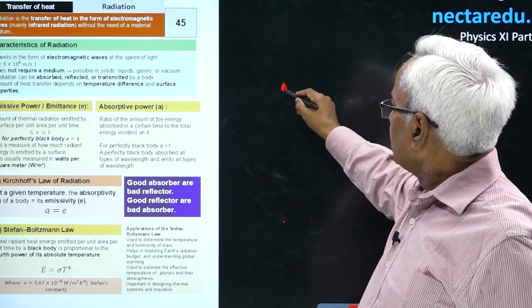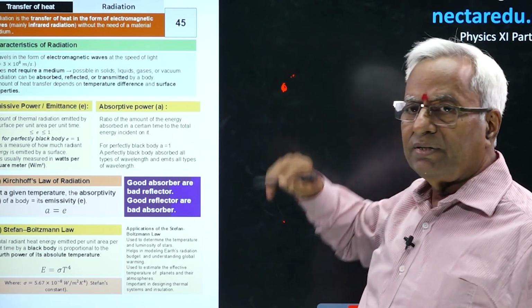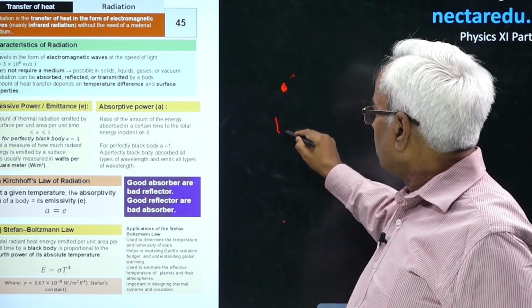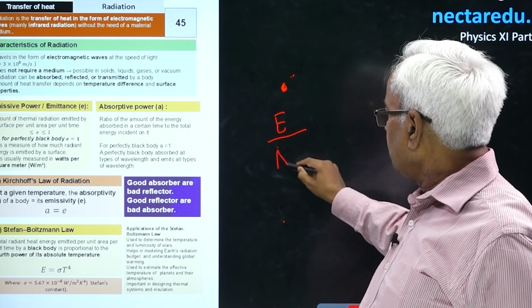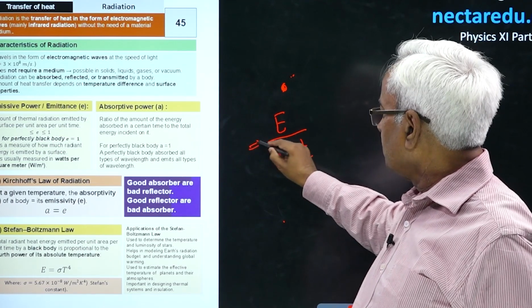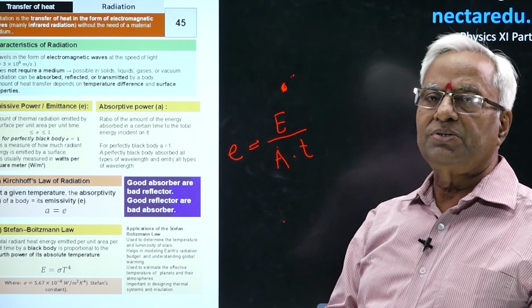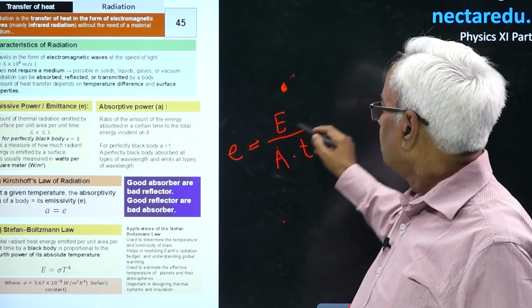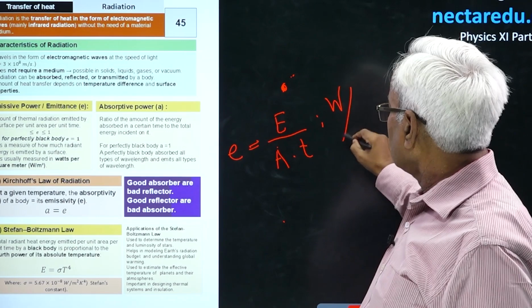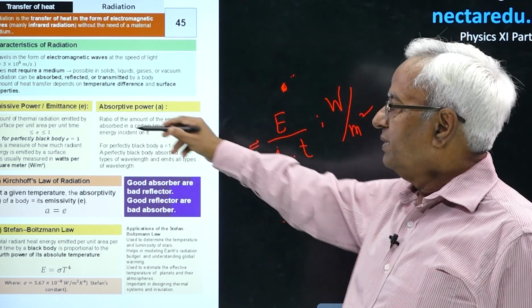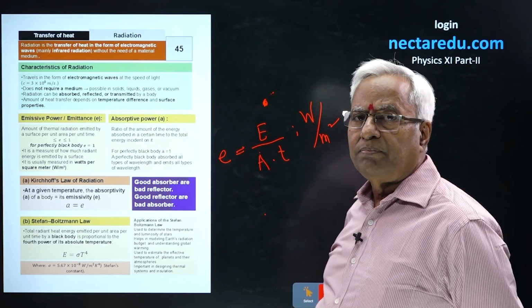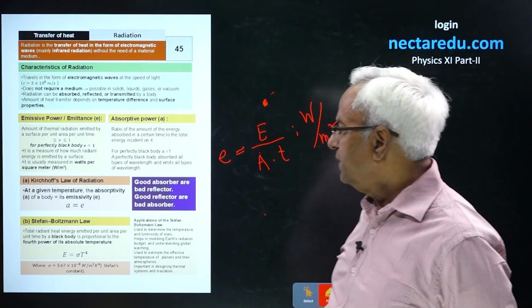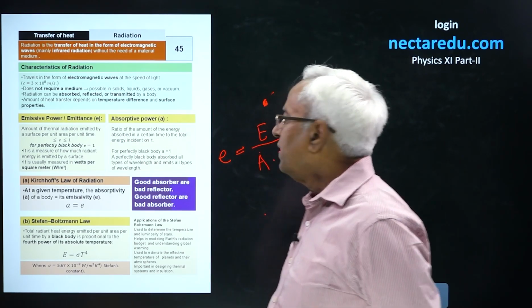When a source is capable of emitting radiation, the amount of energy emitted per unit area, per unit time, is called emissivity or emissive power. It has the unit watt per meter square. For a perfectly black body, it is going to be equal to 1.